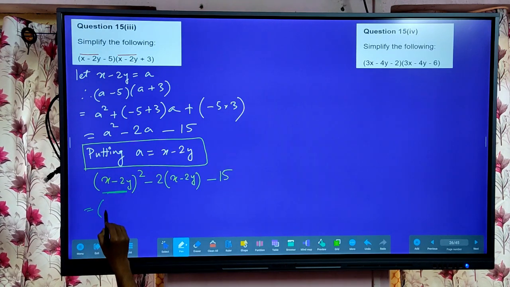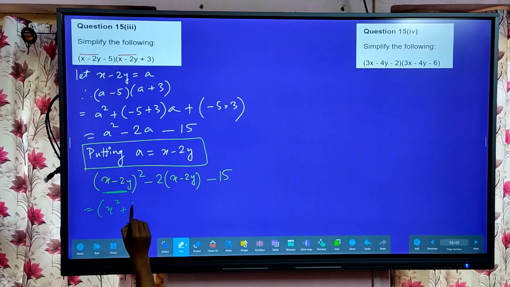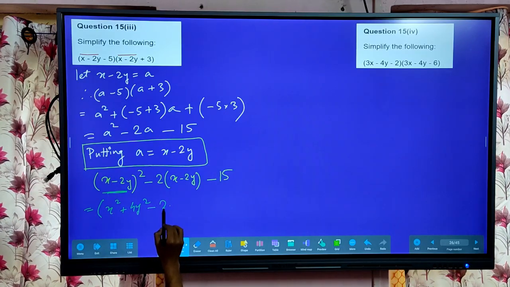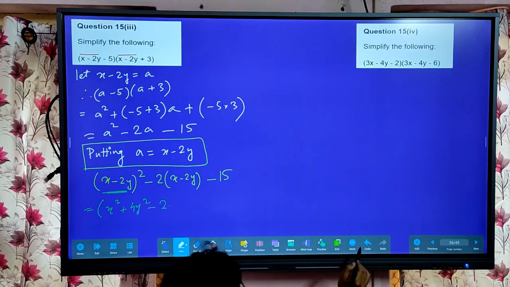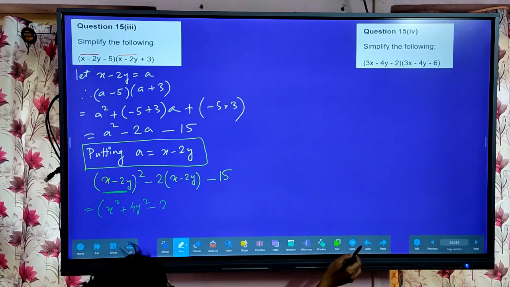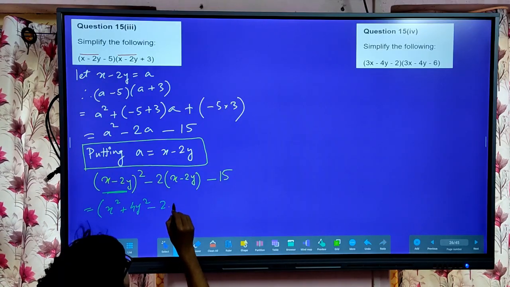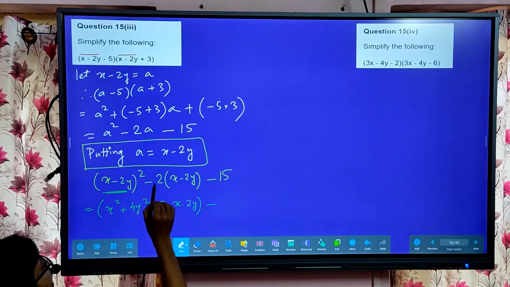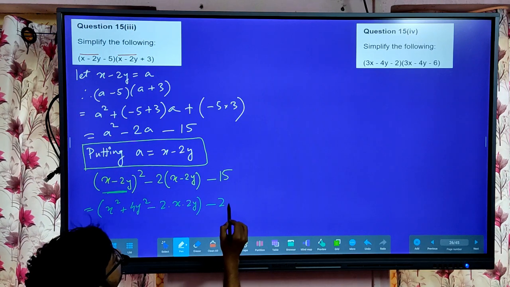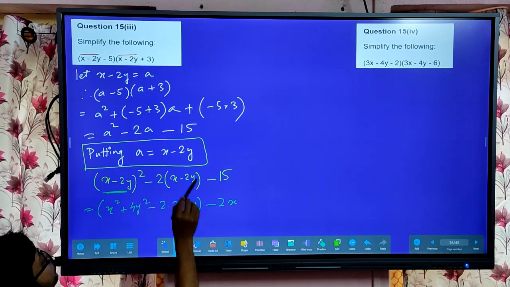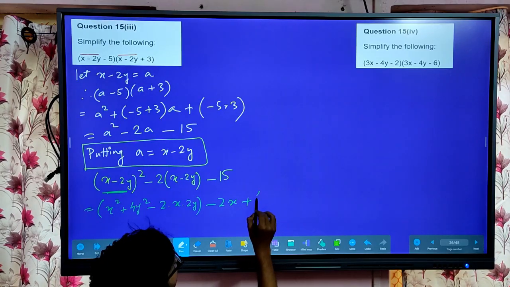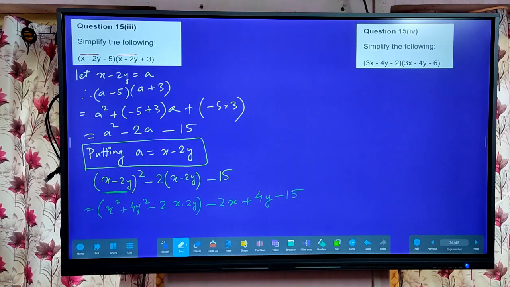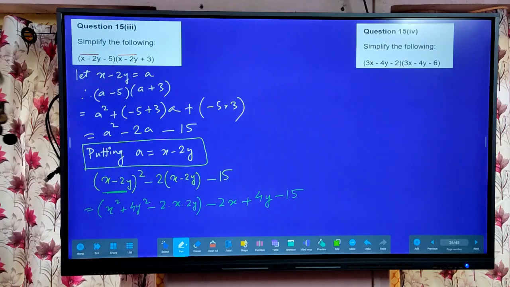So it will be x square plus 4y square minus 2ab, so 2 into x into 2y. Then minus 2 into x is minus 2x, then minus minus plus 2 into 2 is 4y, so it will be plus 4y minus 15. Understood?